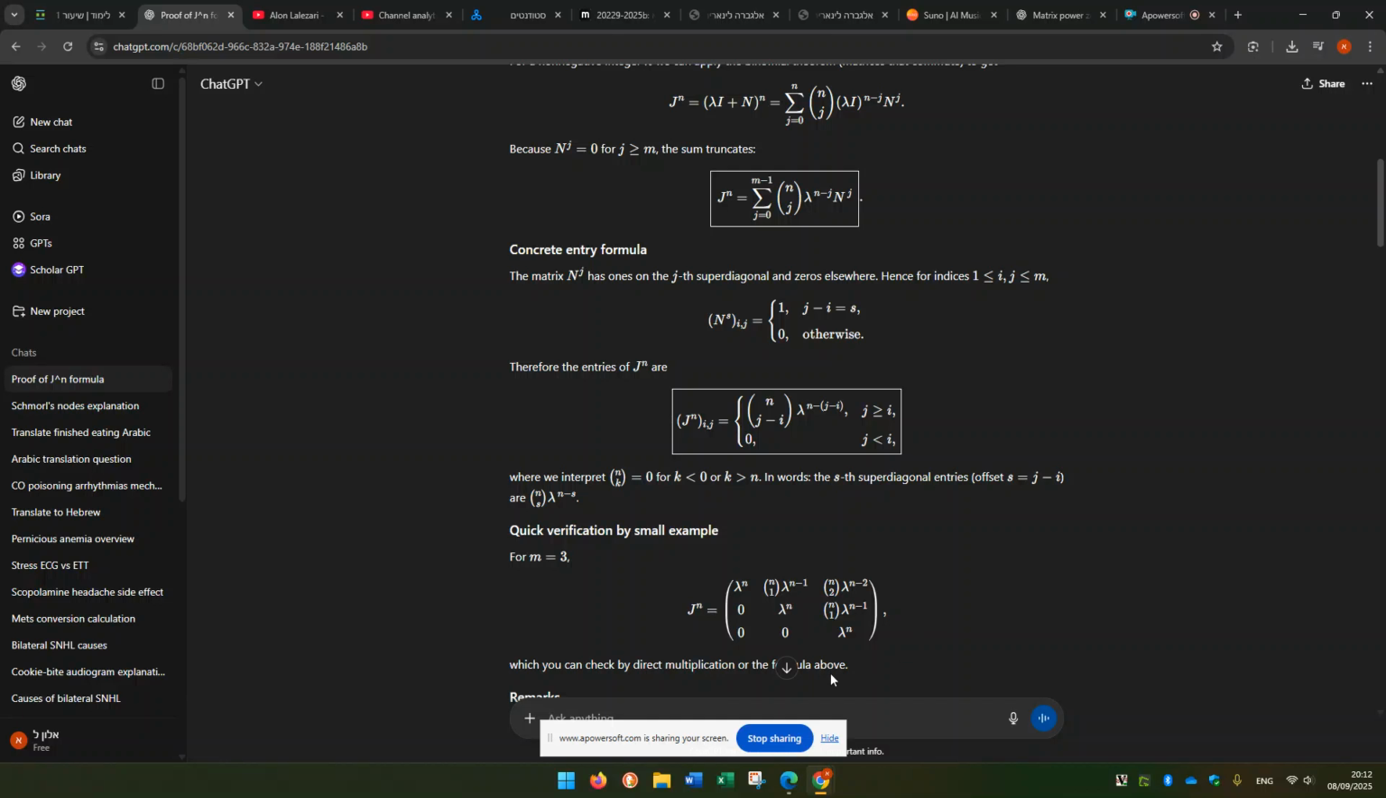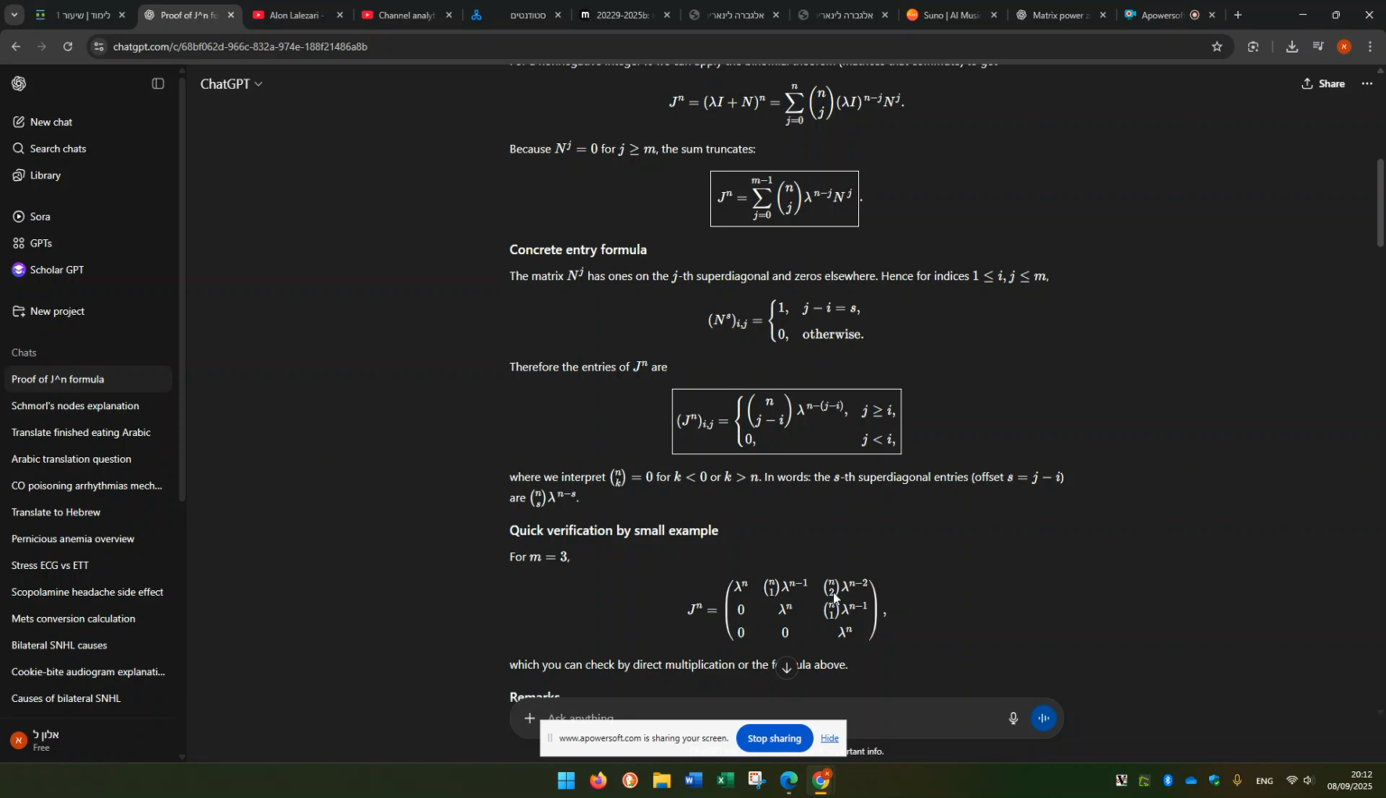Here we just did a very simple m equals 3 matrix. So N to the power of 2 is here. It's just 1 over here. Everything else is 0. So we get 1 over here times lambda to the power of n minus 2, and n above 2. And we do summation of all of this, and we get lambda to the power of n here, what we said here, and what we said here. You can see the pattern, and this is the general form for a matrix of size 3. You can conclude it for every size of a matrix.